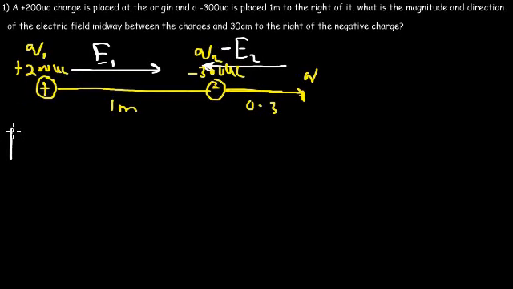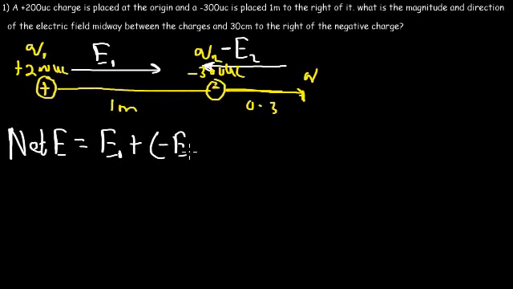And the net electric field will therefore be equal to E sub 1 plus negative E sub 2, which will result in E sub 1 minus E sub 2. So please make sure you are always very careful with the direction of the electric field. When it is directed towards the negative x-axis, you assign a negative sign to it. When it is directed towards the positive x-axis, you associate a positive sign with it.